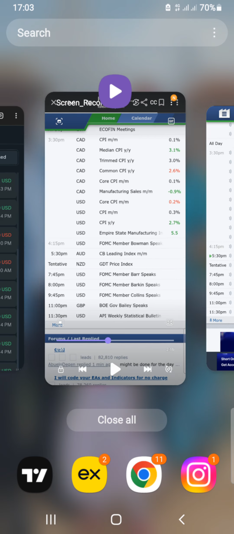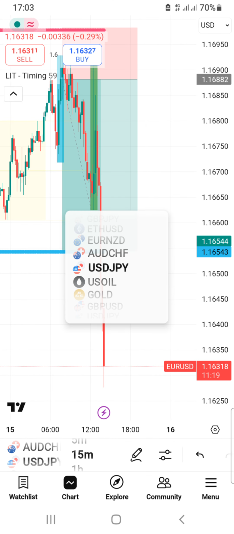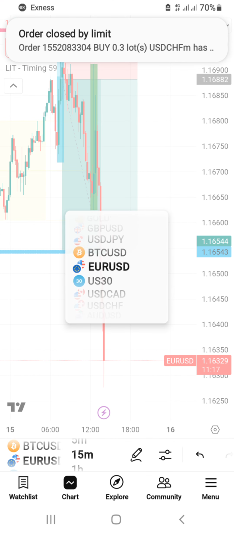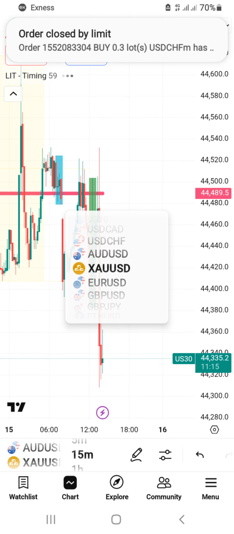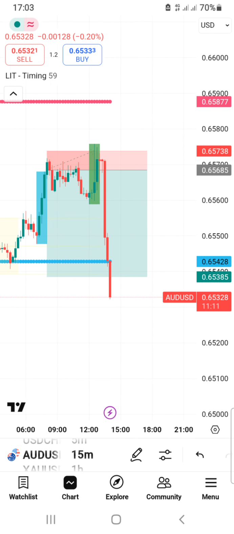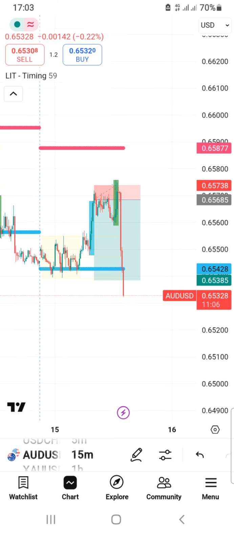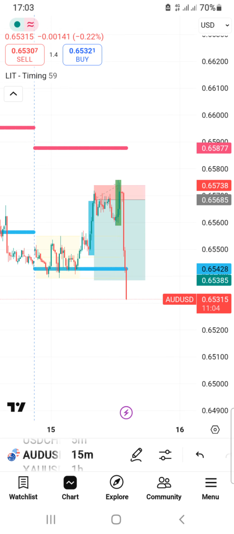the AUD USD, here it is. So it was the same thing. So I didn't see that the previous Asian high was intact. So my stop loss wasn't supposed to be tight, and I was stopped out.